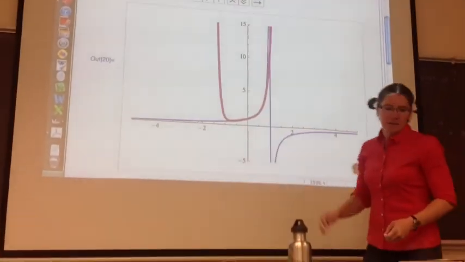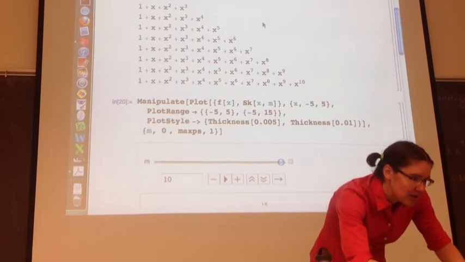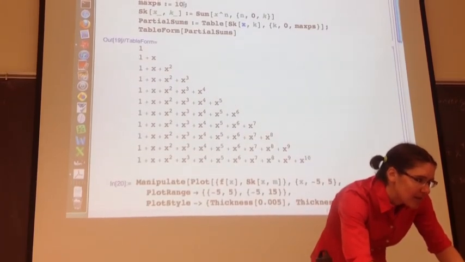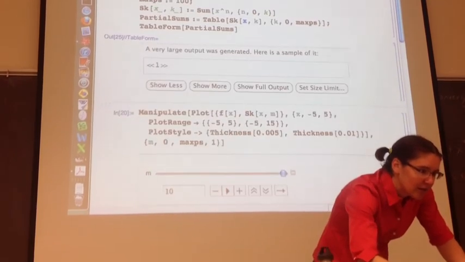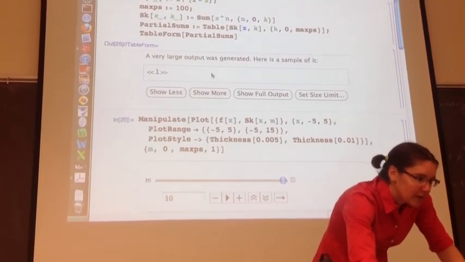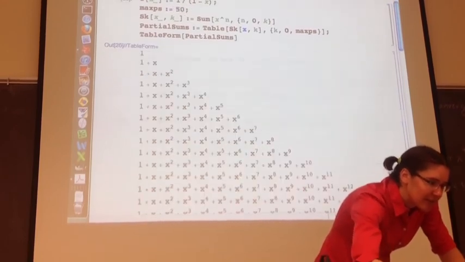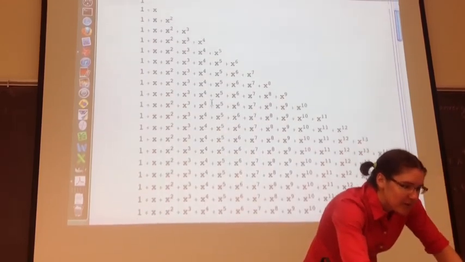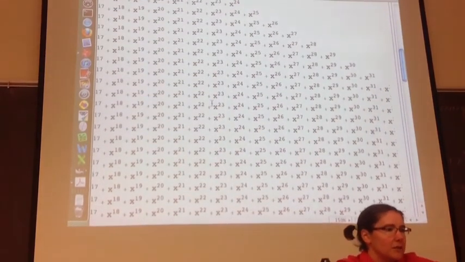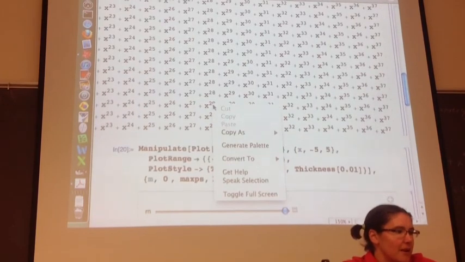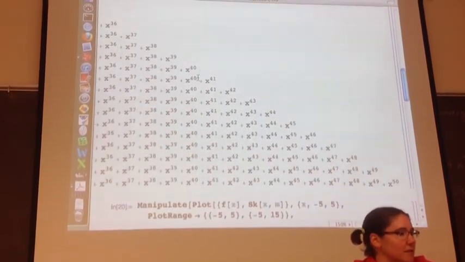So in this case, I can even put more on here. Instead of having 10, I could put in 100. Oh, they didn't like that so much. Okay, maybe not so much. How about 50? So here's my first 50 terms. There it is. There we go. Going all the way up to our very last one, plus x to the 50.